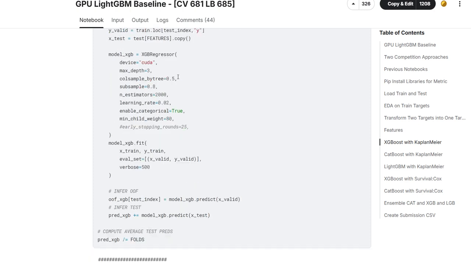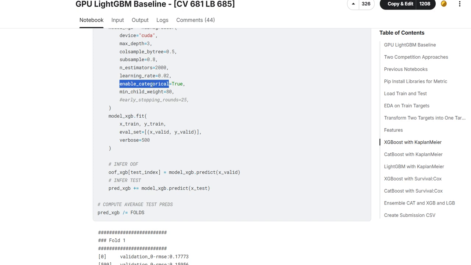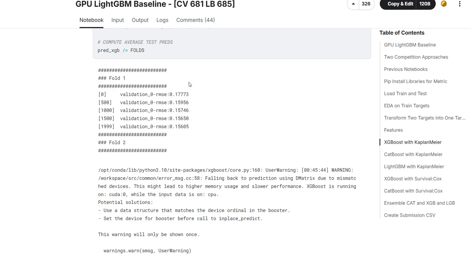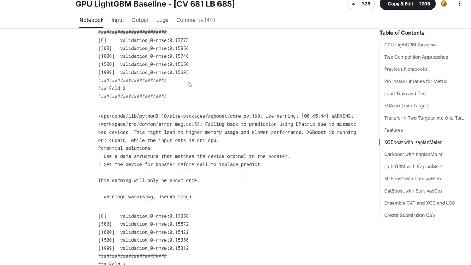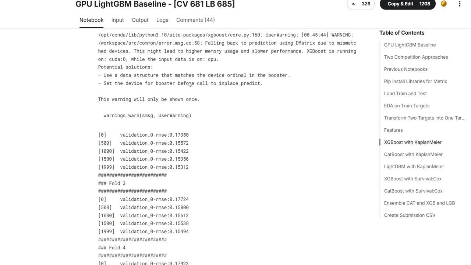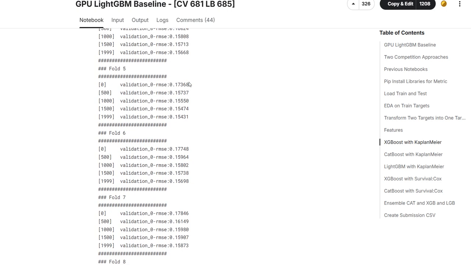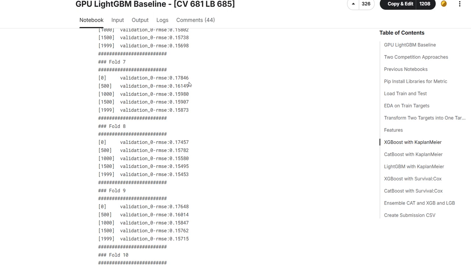We see some key parameters being set: max depth, colsample by tree, subsample, n estimators, learning rate, and importantly, enable categorical equals true. This last one tells XGBoost to handle the categorical features we encoded earlier. The model trains, and we see the root mean squared error, RMSE, on the validation set decreasing with each iteration. This is good. It means the model is learning.